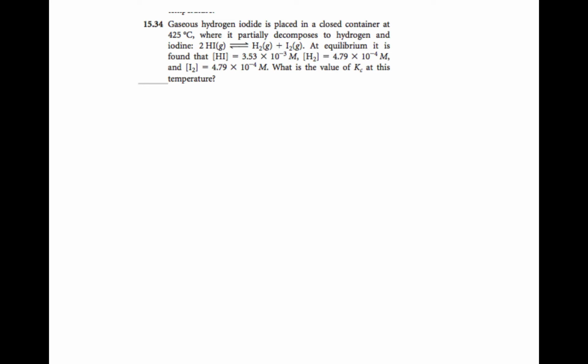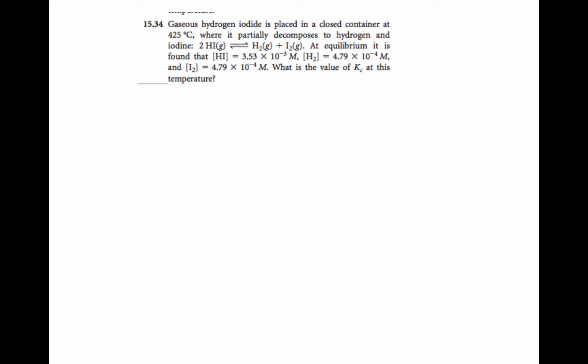34. Gaseous hydrogen iodide is placed in a closed container at 425 degrees Celsius, where it partially decomposes to hydrogen and iodine. Okay, so we have the equilibrium. At equilibrium, the hydrogen iodide concentration is found to be 3.53 times 10 to the minus 3 molar. The hydrogen concentration is 4.79 times 10 to the minus 4 molar. And the iodine concentration is 4.79 times 10 to the minus 4 molar. What is the value of Kc at this temperature?